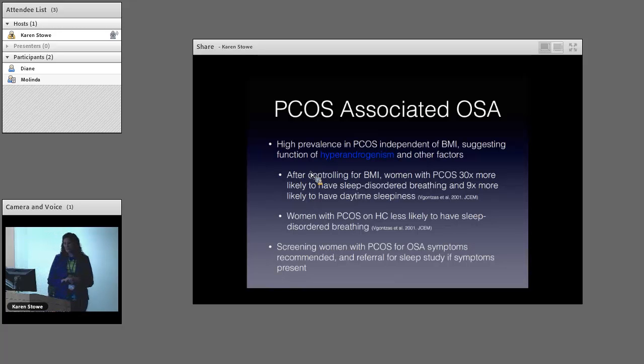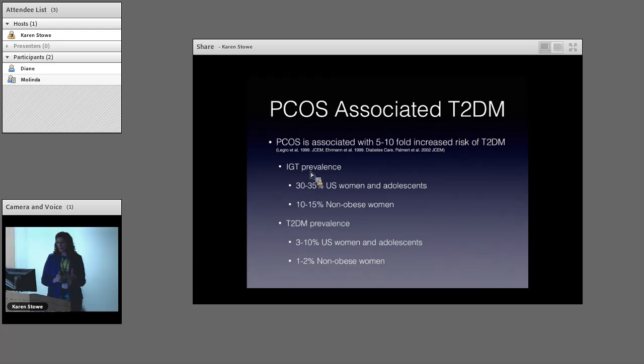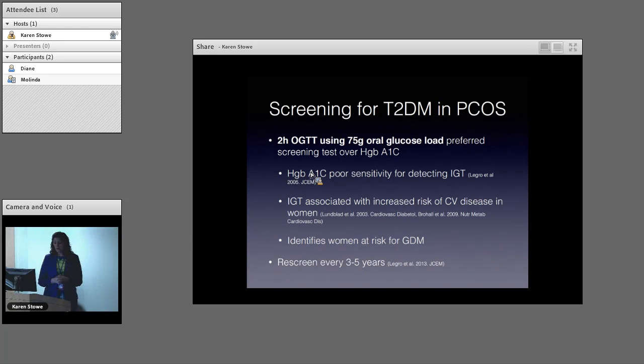Some other comorbidities that we don't always think about in PCOS are depression. There's a much higher prevalence of depression in women with PCOS, and that is independent of, when you control for, obesity, androgen levels, hirsutism, acne, and infertility. The history of suicide attempts is sometimes higher in PCOS cases versus controls. And there's also higher rates of anxiety, panic disorder, and eating disorder.